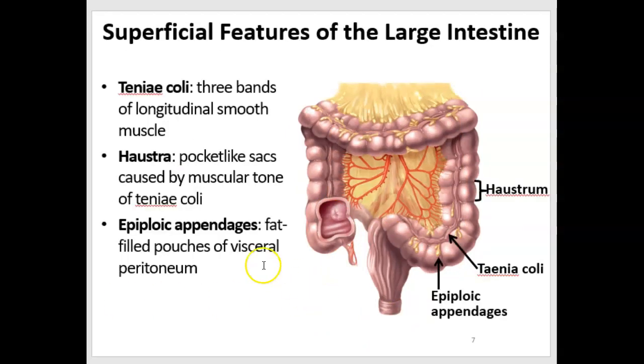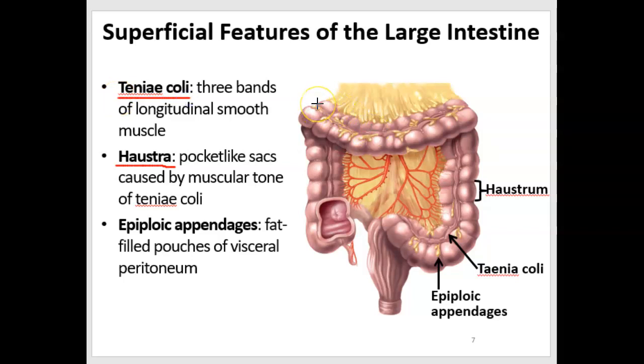Now let's look at some superficial features on the exterior of the large intestine. Notice how there's these bulges, these big sac-like bulges. Those are called haustra, pocket-like sacs, and they form due to the presence of some longitudinal smooth muscle strips called tinea coli.